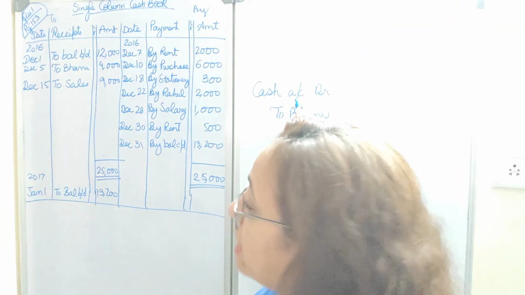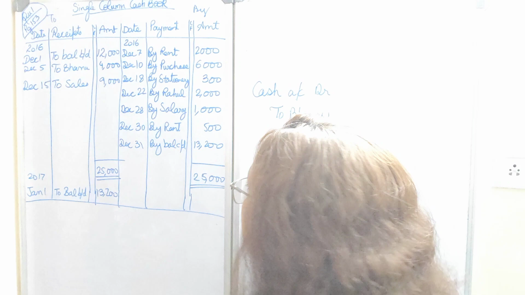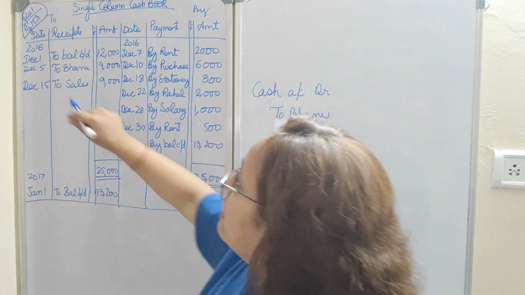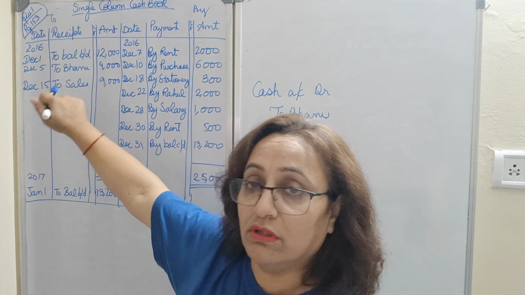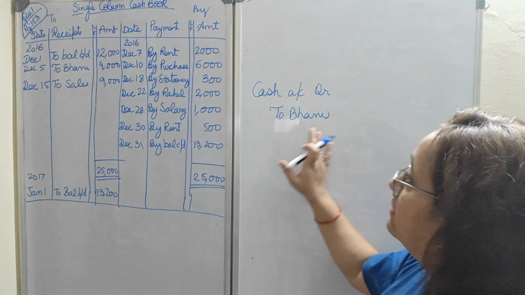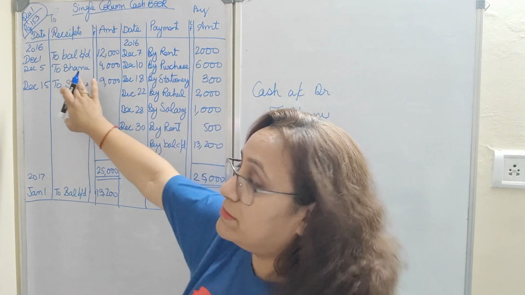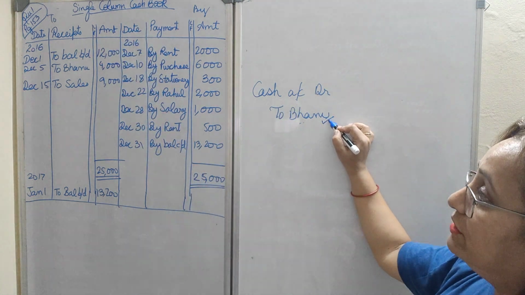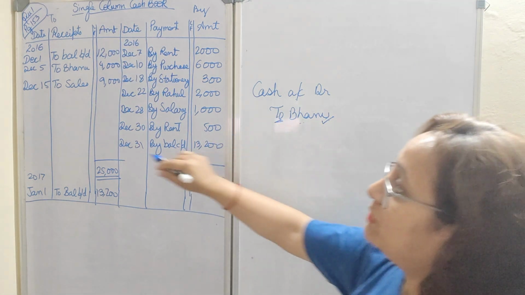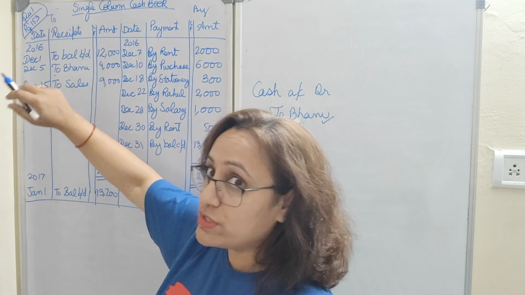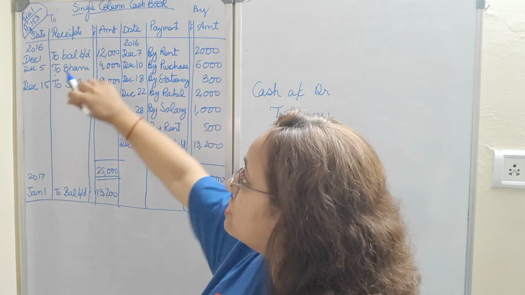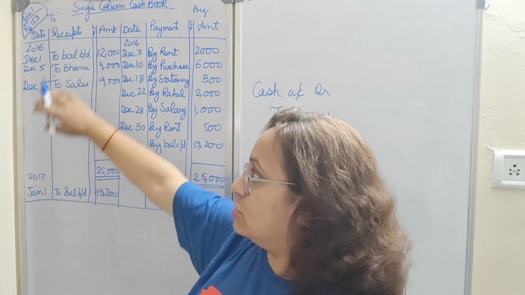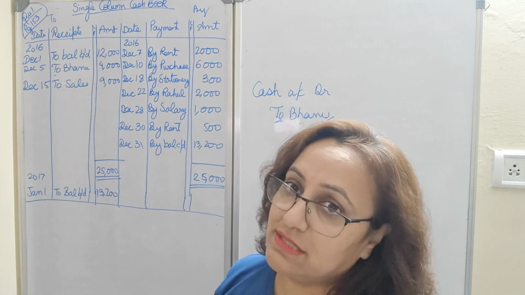Now we have received cash from Bhanu, so Bhanu is being credited. But when we are writing in the cash book, then this Bhanu will be written on the debit side. Why? Because he is the giver. We have credited him. It is to be written with him. So Bhanu will come in the to side. The other reason is cash is debited. We are getting cash. So it will be written on the receipt side.